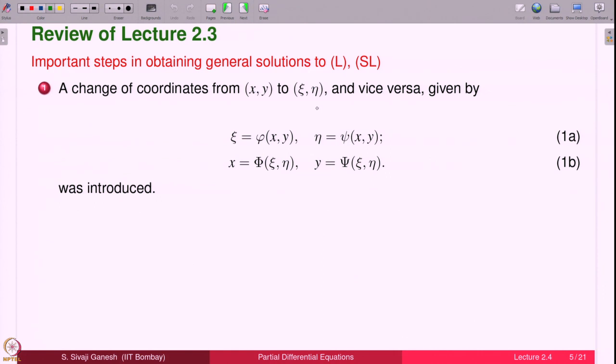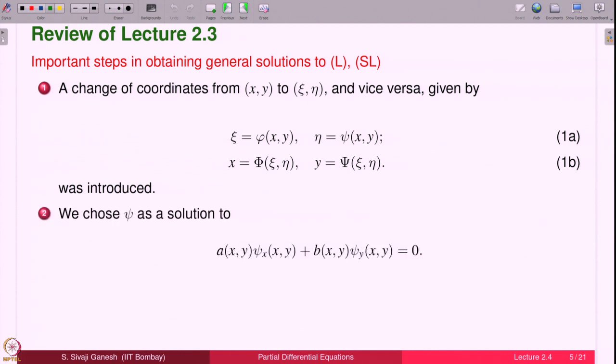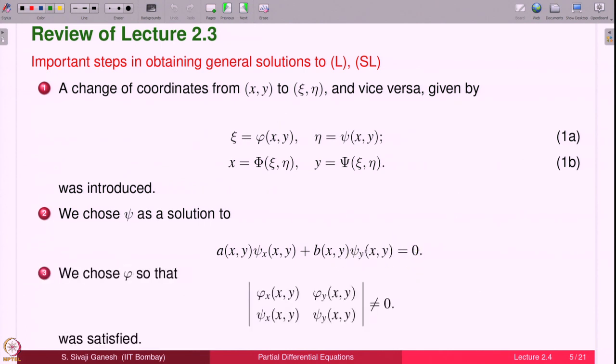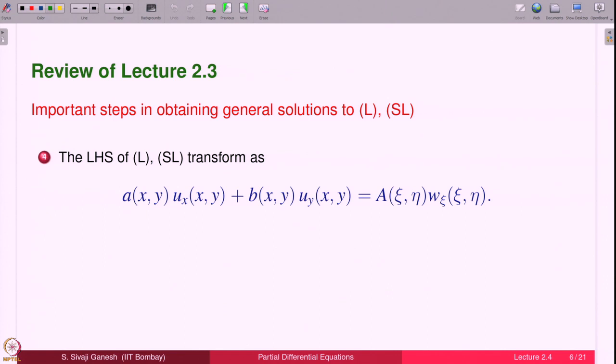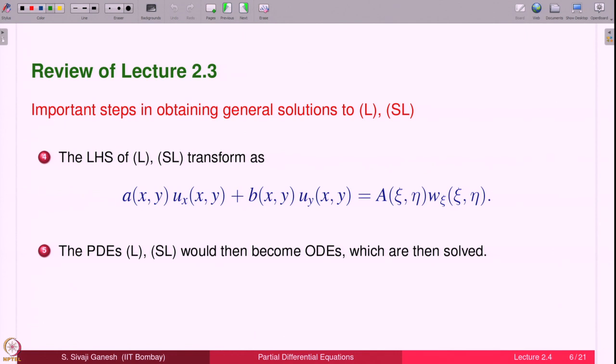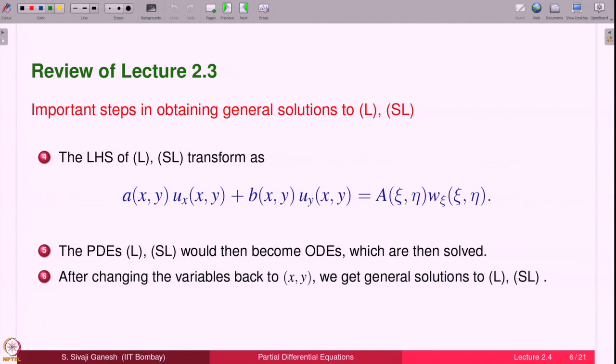Remember, change of coordinates works in the xy plane, that is in Omega_2, some subset of Omega_2, where we have both xy and xi eta coordinates. And then we chose psi to be a solution of this linear homogeneous PDE. And then we chose a phi such that this Jacobian is never 0. Then the LHS of L and SL, which is this, now becomes this. It features only the derivative with respect to xi, and the PDEs will then become ODEs, which are then solved. That was the idea. Now, after changing the variables back to xy from xi eta, we get the solutions as functions of x and y.